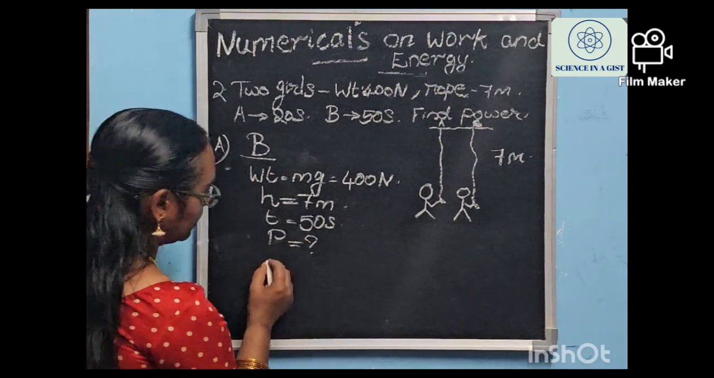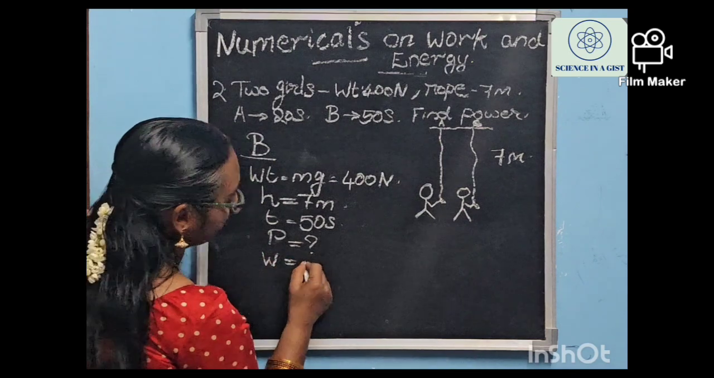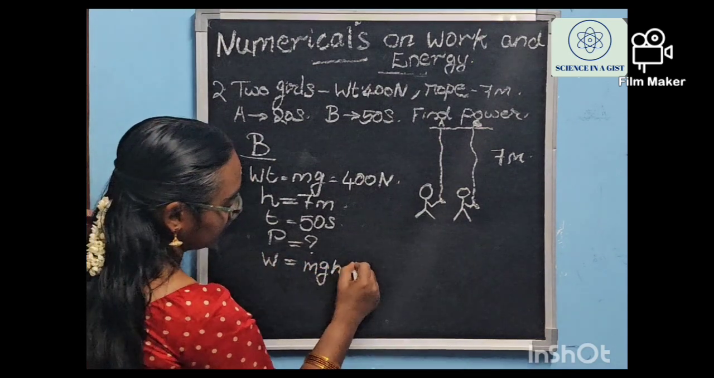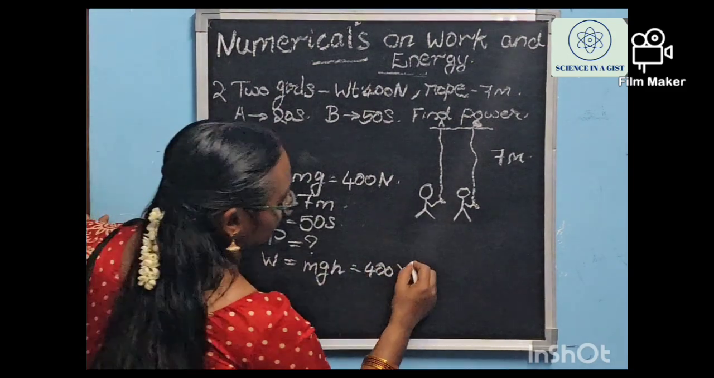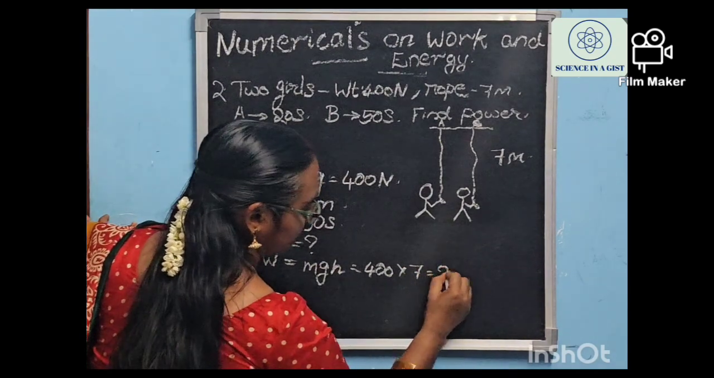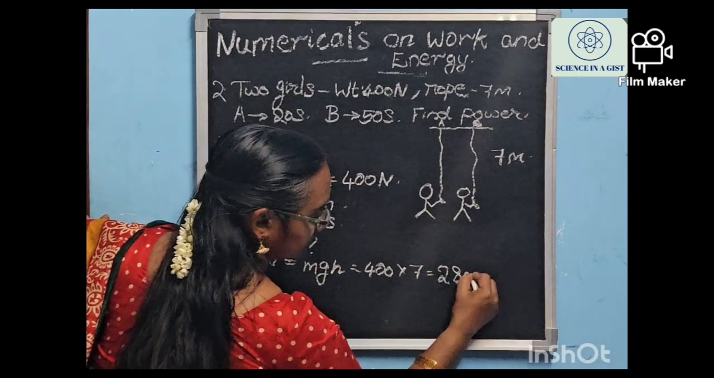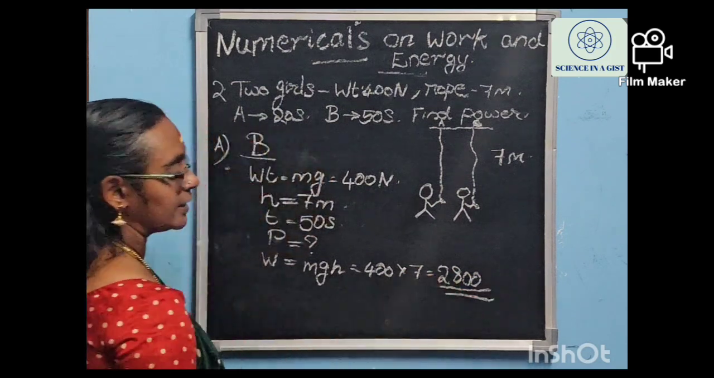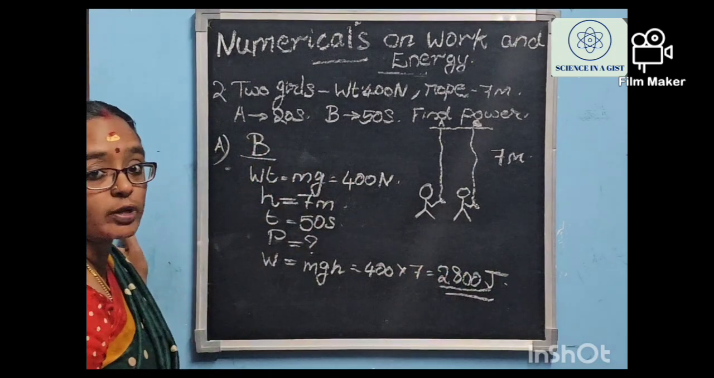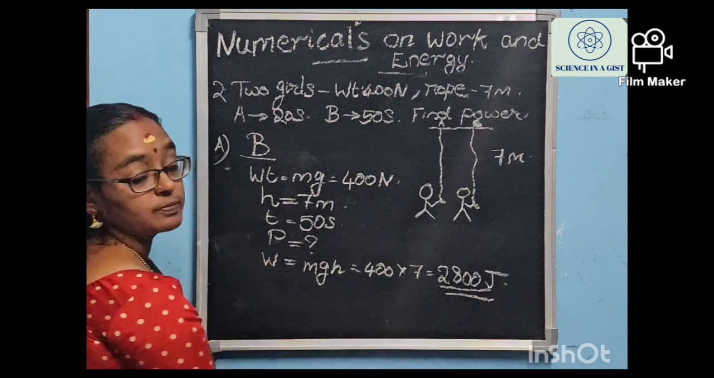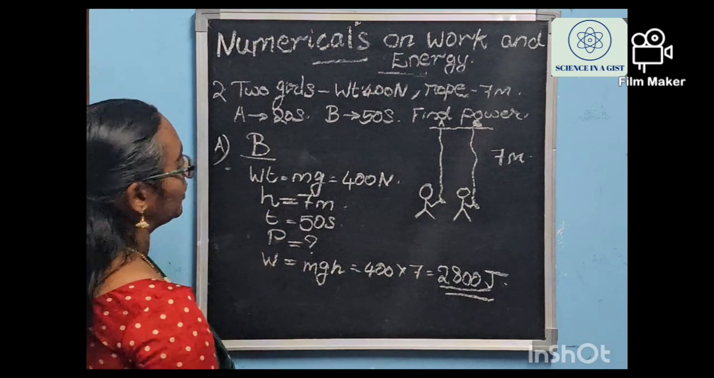Same formula. W is equivalent to mgh is equal to 400 into 7. The same answer you will get, 2800. What is 2800? 2800 joule. Okay. You should not forget to write the unit. If you are forgetting, the marks also will be going.